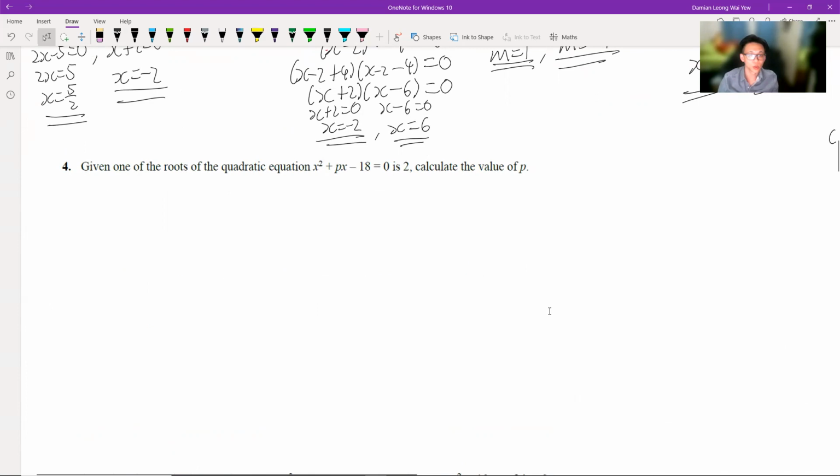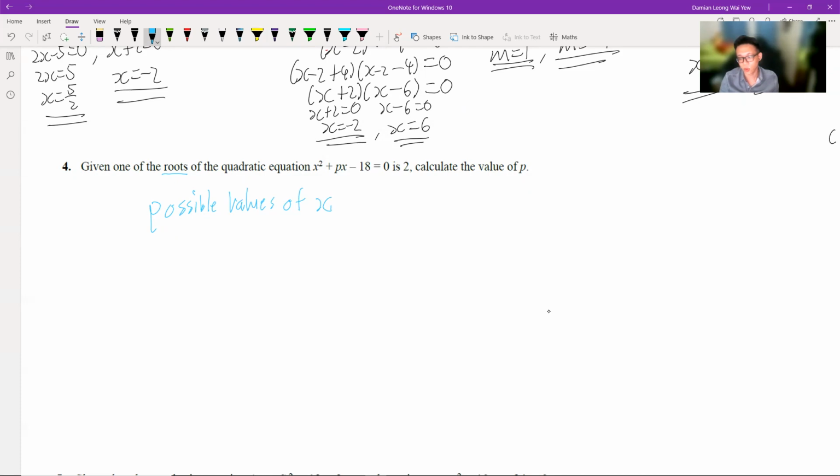Given one of the roots of the quadratic equation x squared plus px minus 18 equals 0 is 2, calculate the value of p. One of the roots. What is a root? Root means basically possible values of x, possible values of x when your quadratic is 0.